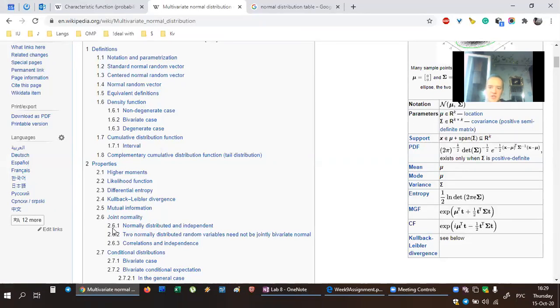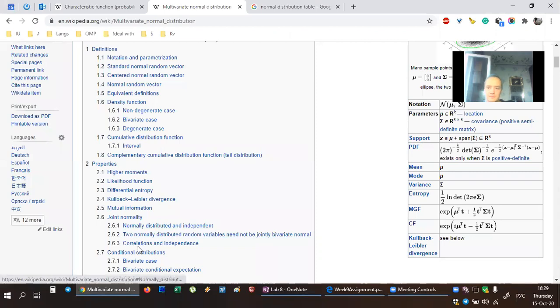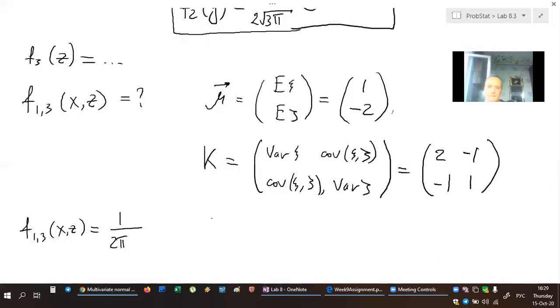So we have a two-dimensional vector. It means that K here is equal to 2. So we have 1 divided by 2 pi. Then we have to put here the determinant of the matrix K in the power of -1/2. Okay, what is the determinant of K?